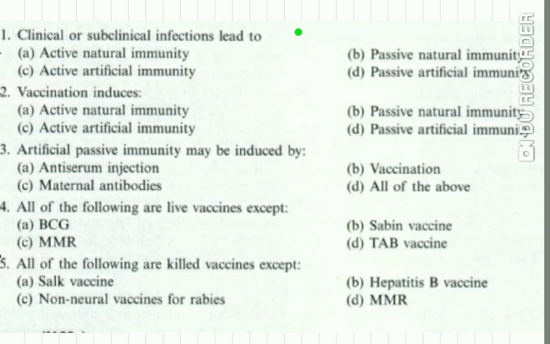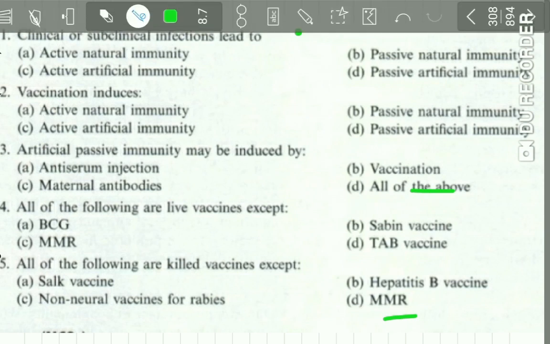The third question, artificial passive immunity may be induced by: A, anti-serum injections; B, vaccination; C, maternal antibodies; and D, all of the above. Fourth question, all of the following are live vaccines except: BCG, Sabin vaccine, MMR, and TAB vaccine. Fifth question, all of the following are killed vaccines except: Salk vaccine, hepatitis B vaccine, non-neural vaccine for rabies, and the MMR vaccine. Write your answers in the comment box below.